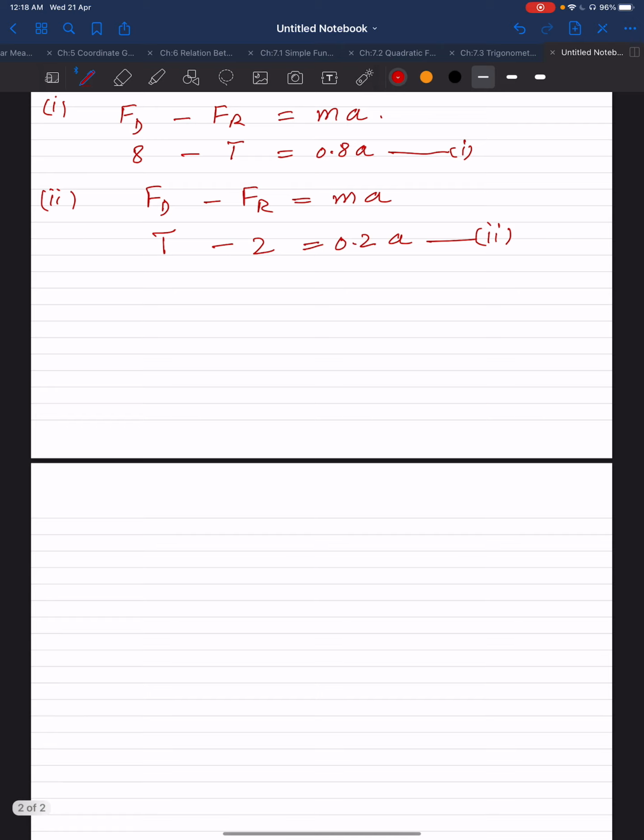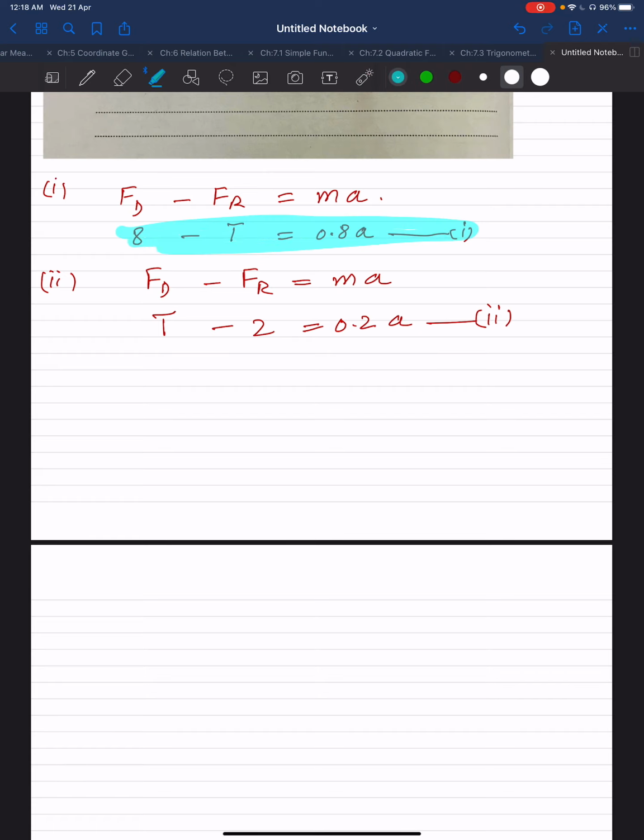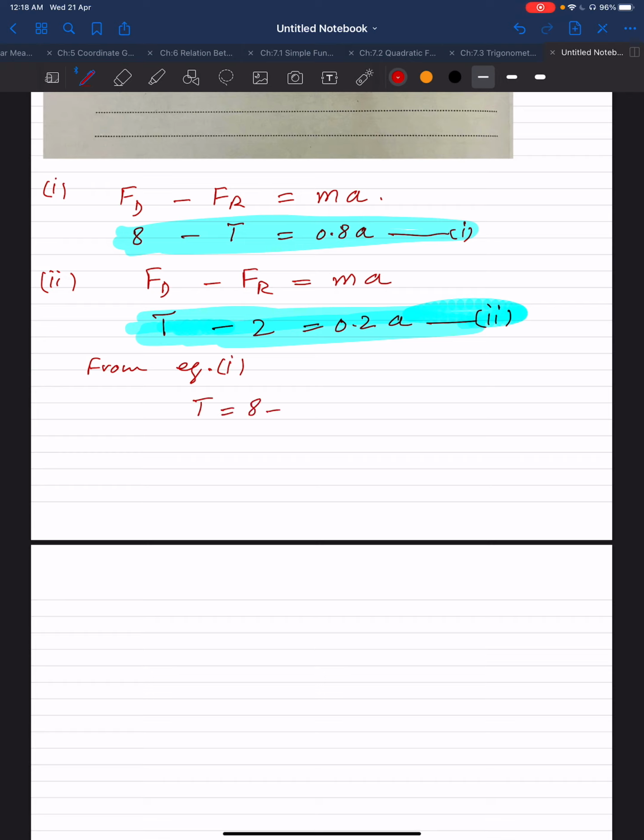From the first and second equations, if you solve these two simultaneously, from equation 1, T is equal to 8 minus 0.8a. Put that in the second equation: 8 minus 0.8a minus 2 is equal to 0.2a. If you bring the 0.8a to the other side, that becomes 6 is equal to 0.2a plus 0.8a, and a is equal to 6 meters per second squared.